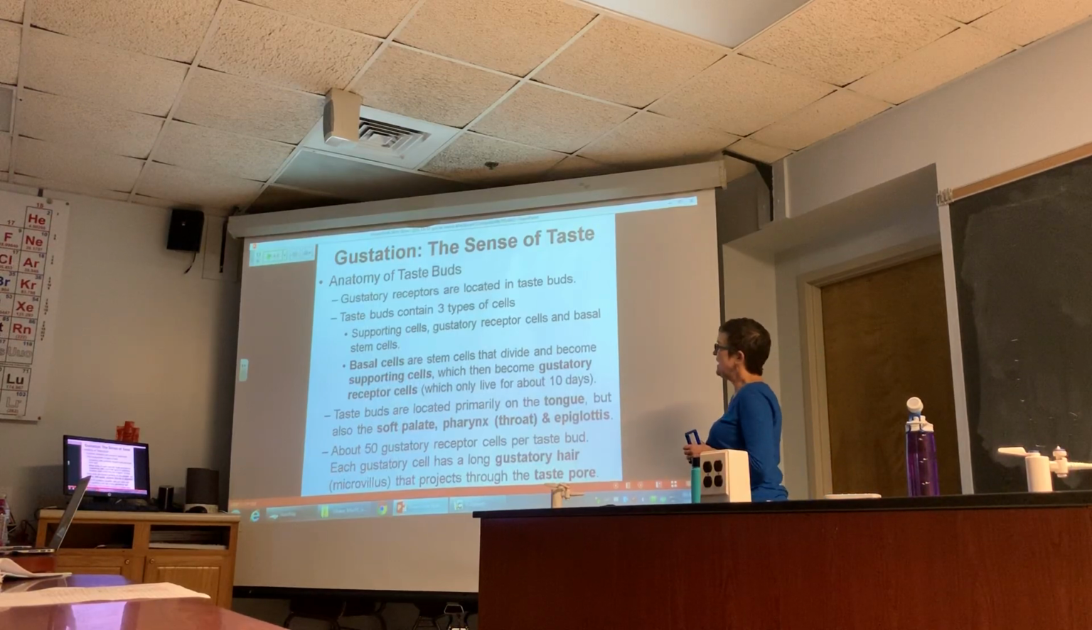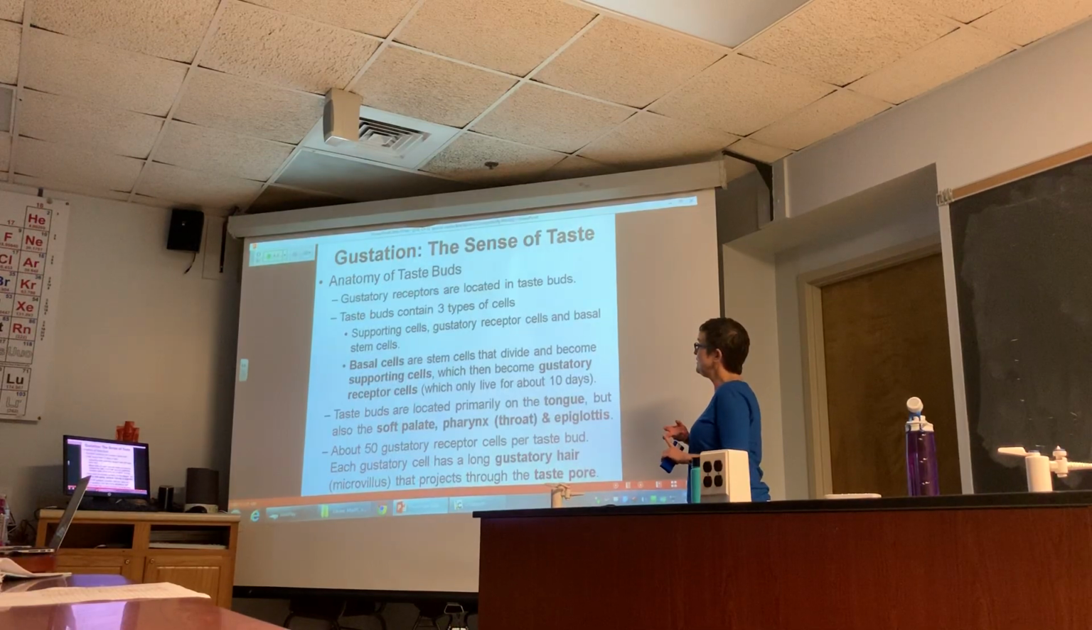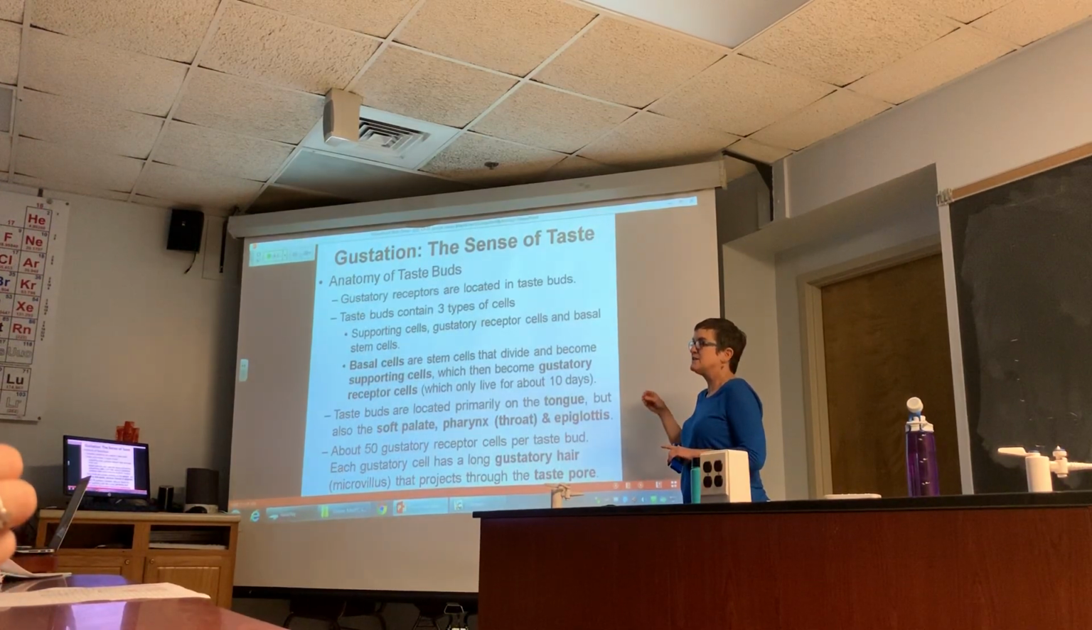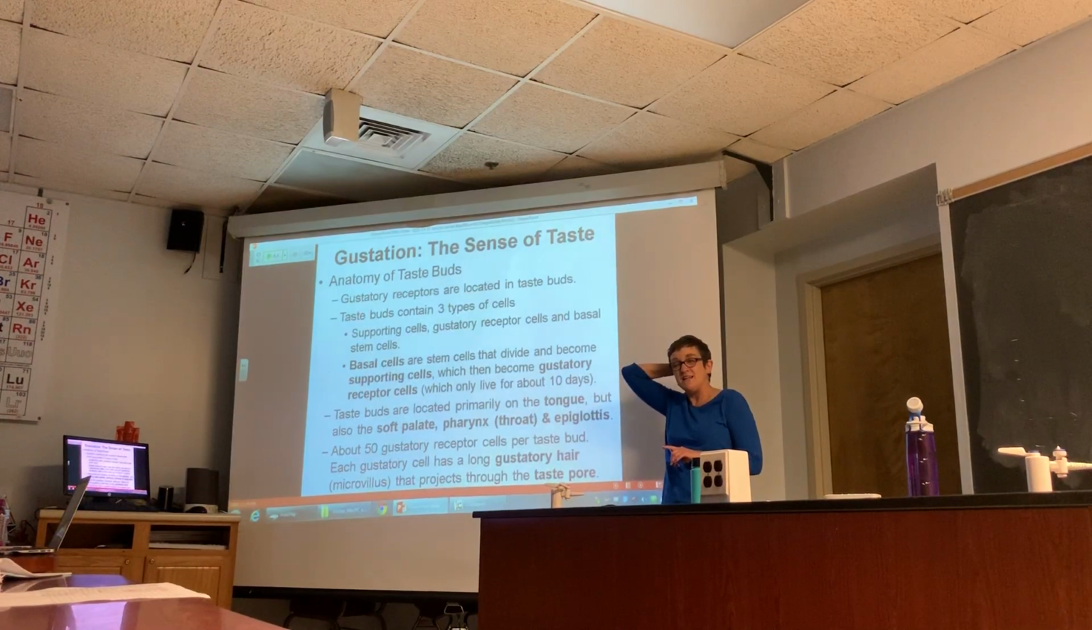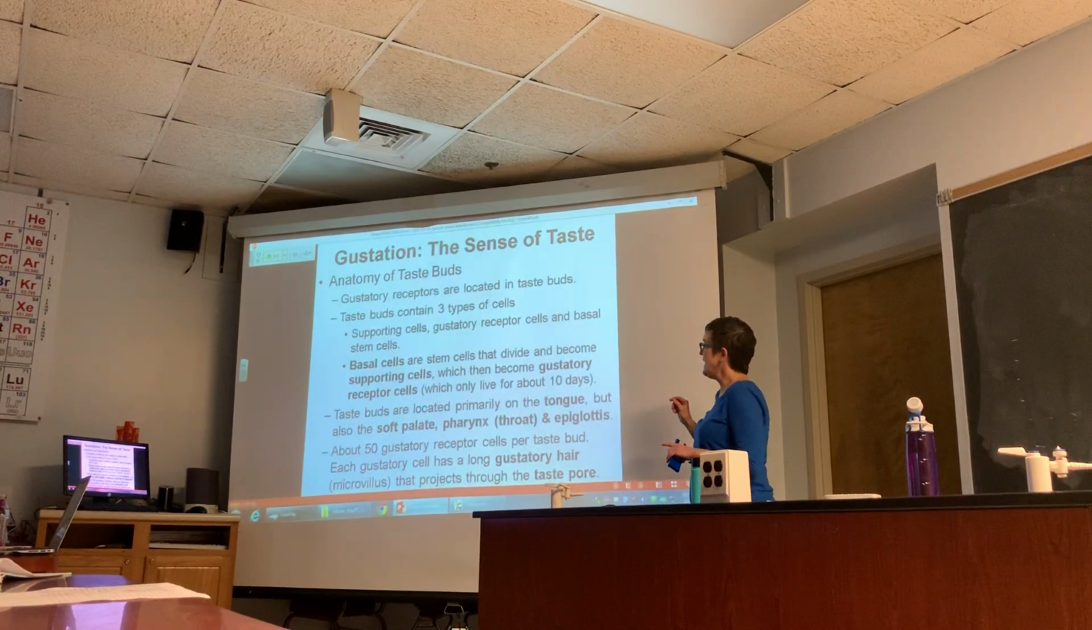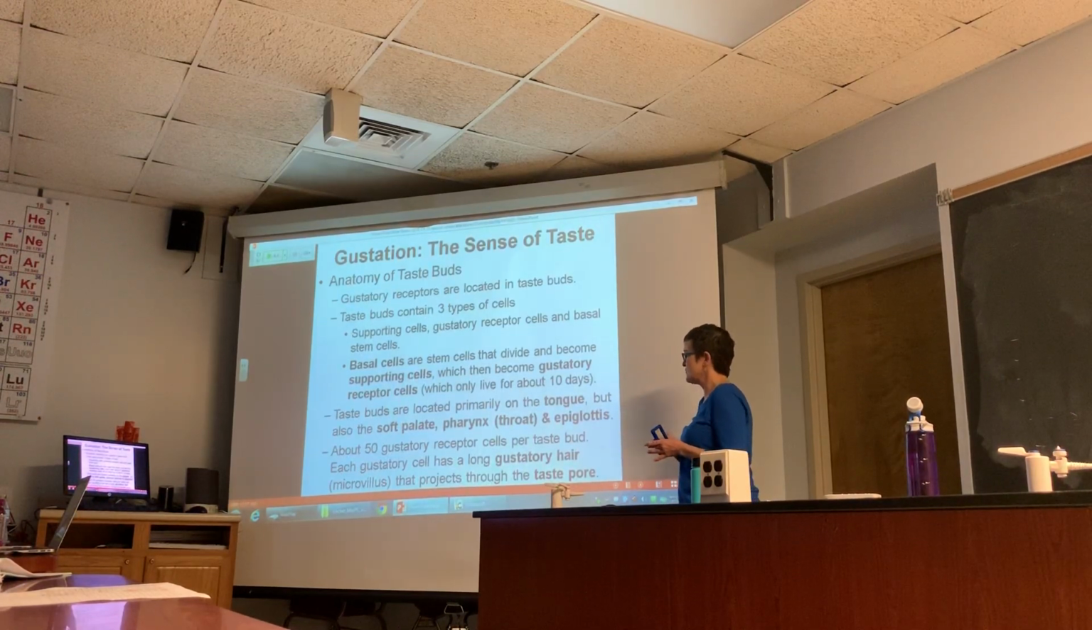In the taste bud, you have three kinds of cells. You have supporting and basal cells, like you do in the nose. And then you have the gustatory receptor cells. The basal cells are stem cells, just like in the nose. They divide and become supporting cells, which eventually become receptor cells. And notice that receptor cells only live for 10 days. Your sensory receptor cells for taste don't even last as long as your smell receptors. They last only about 10 days before they die, and they have to be replaced. So again, you're getting replacement by these basal cells, which are stem cells.